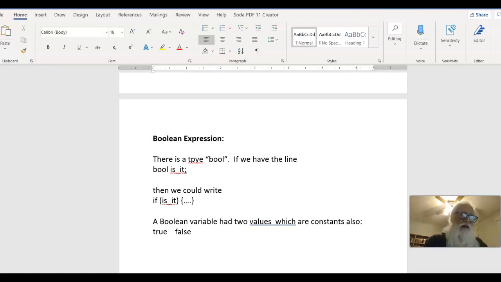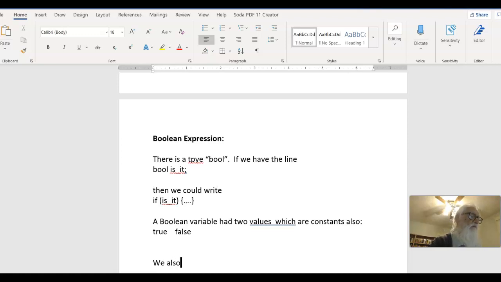They really have numeric values. But for C++, we can interpret them this way, and it's best to do that. And the constants have to be those words. They can't be numbers, at least as far as I know. So that's the first thing we have with Booleans.